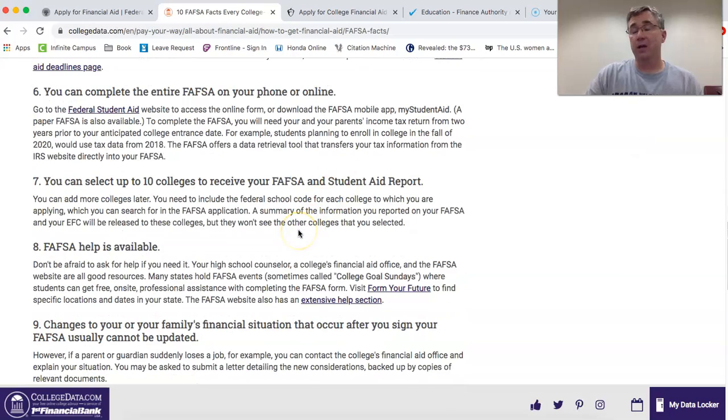You can select up to 10 colleges to receive your FAFSA information. So you do not have to send your FAFSA information to schools. FAFSA will send it for you. When you fill out the FAFSA, there's a spot there for 10 schools that you can identify that accept federal financial aid, and you just put in their names there, and they will electronically transmit your financial aid information to the colleges.